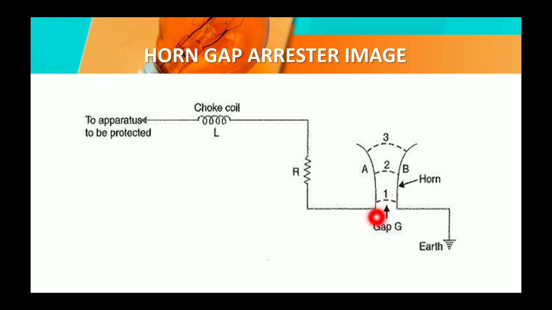So at first the surge is at position 1, after that position 2, and after position 3 it is extinguished. You can see here the gap between this A and B, the two parts of the horn, increases from position 1 to 3. Okay, so that is the horn gap arrestor image.